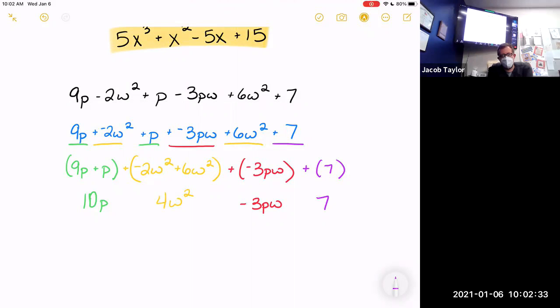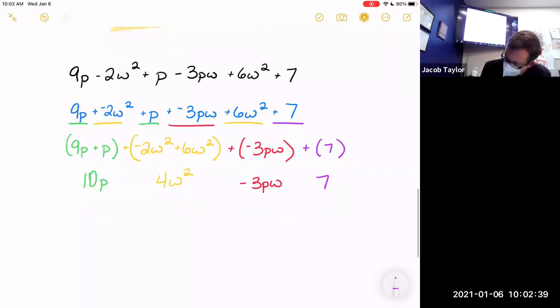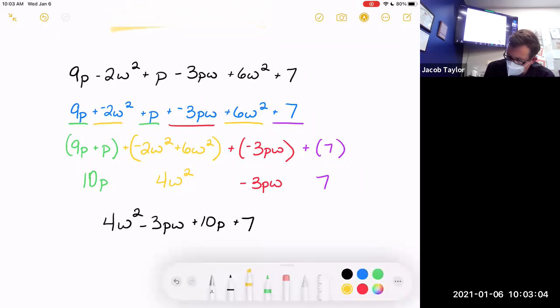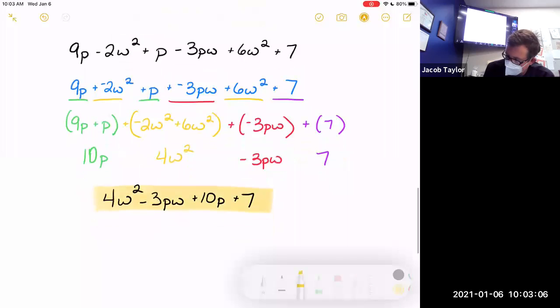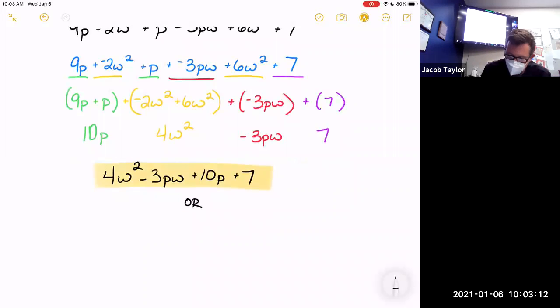And then we write the result in standard form, from the biggest exponent to the smallest. So the 4w squared comes first. And then it's up to you really whether you want to do pw or p. I'd probably go pw because it's sort of like we're writing it in descending order of w. Then we do the positive 10p and then we do the positive 7. So this is a perfectly acceptable way to write the answer. We're writing it in standard form, biggest exponent to smallest in terms of w.